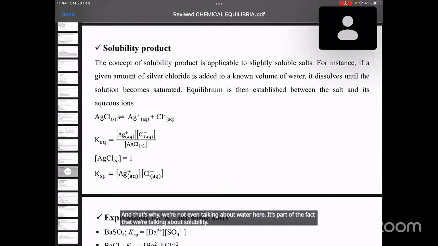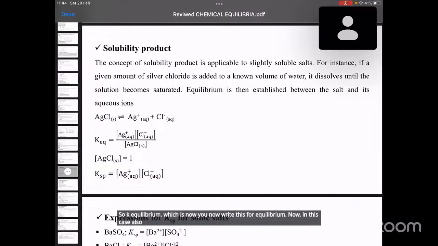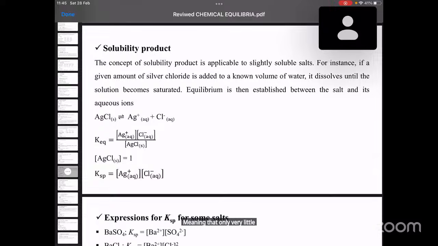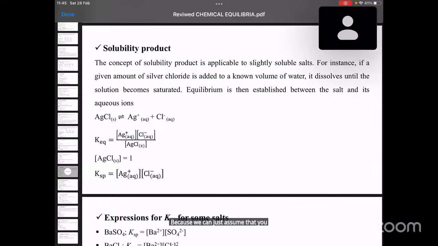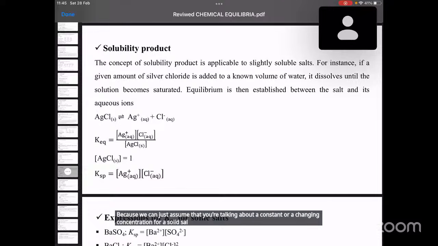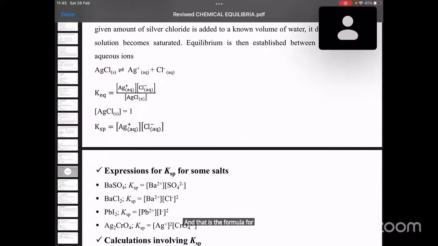So K equilibrium, you now write this for equilibrium. In this case also, because we're talking about a sparingly soluble salt, meaning that only very, very little of this actually goes into the solution, you're still going to represent this as 1. Your AgCl, your solid salt, is still going to be 1. Because for a solid salt, you can't talk about concentration, since we assume a constant concentration for a solid salt. Which is why it's still raised to power 0, and still equal to 1 in that equation. And that is the formula for your solubility product.